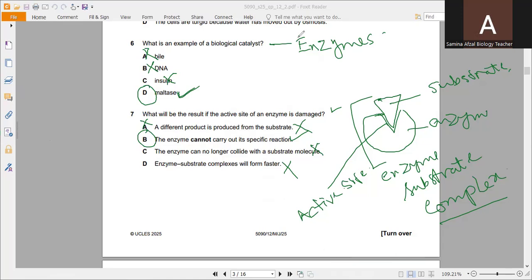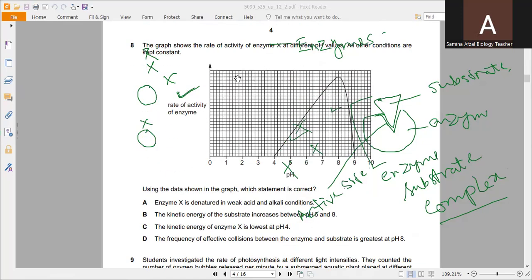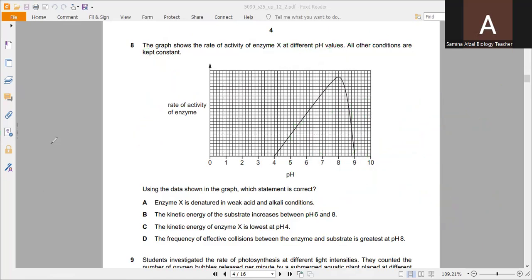Now question number 8 is there. You can see question number 8. The graph shows the rate of activity of enzyme X at different pH values. All other conditions are kept constant. Here you can see the rate of activity of the enzyme starts at pH 4, the acidic value. It ends at 9, and the optimum you can see at 8.